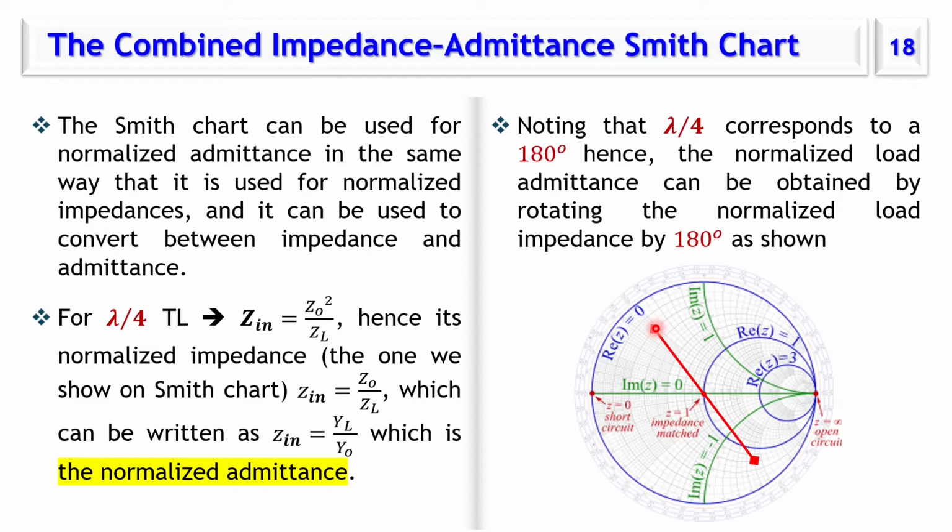To move from admittance to impedance, or from impedance to admittance, all you need to do is move across the diameter on the same reflection coefficient, on the same circle. So this length must equal this length, and this way whatever you read would be, from normalized impedance to normalized admittance, or from normalized admittance to normalized impedance.